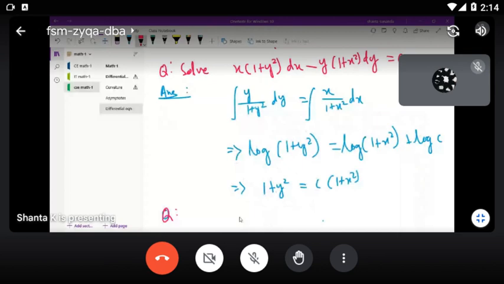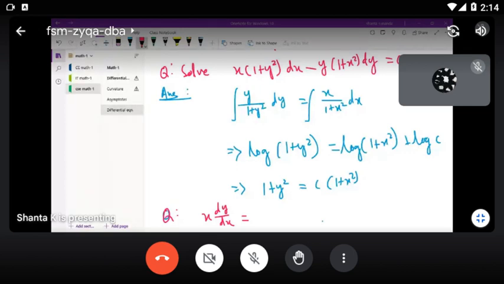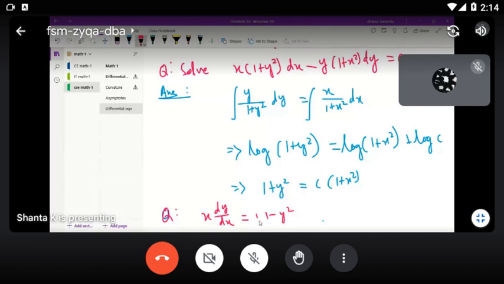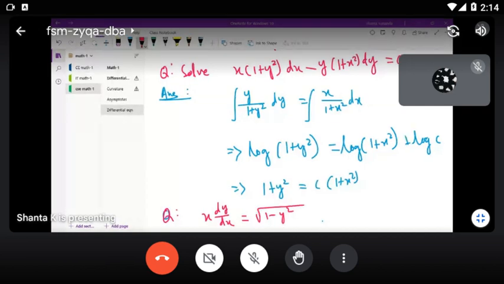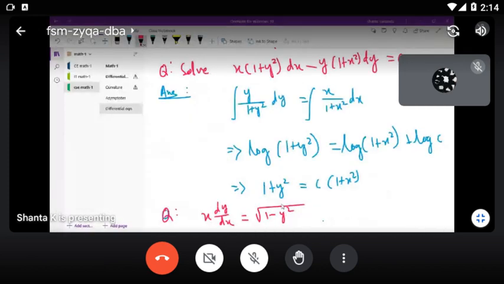So here the question is x dy by dx. The differential equation methods we are going to discuss are very beautiful and very easy. So you can try here. What will be the solution? y equals sine of (ln x plus c).